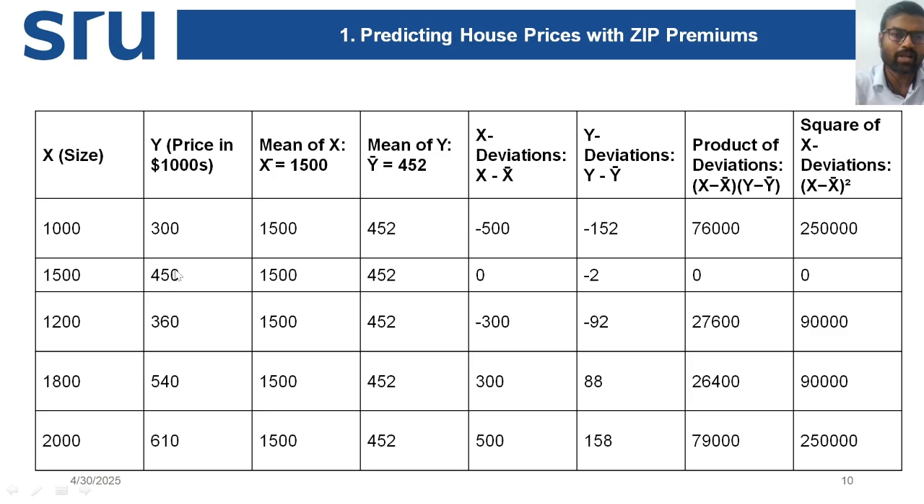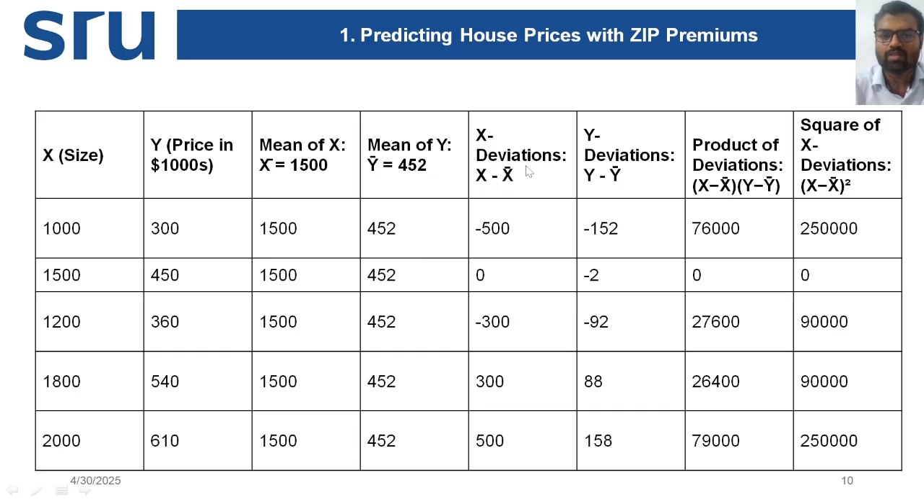The sum of these y prices, meaning the price of each house, over all 5 observations, gives 2,250, and the mean price of those houses is 450. Then what is this?